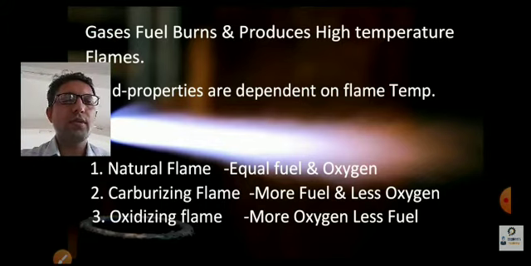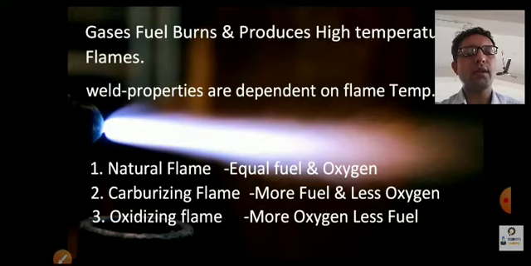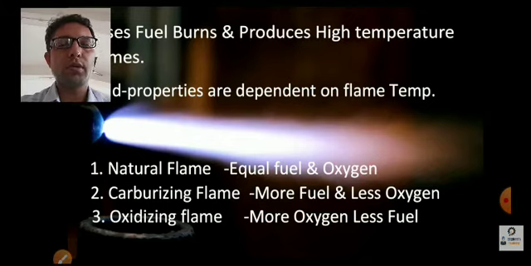Gas fuel burns and produces a high temperature flame, and the weld properties are dependent on the flame temperature. What are the types of flame? The neutral flame, the carburizing flame, and the oxidizing flame. Neutral flame means what? Whenever there is an equal supply of fuel and oxygen, it is simply called the neutral flame. When there is more fuel and less oxygen, it becomes a carburizing flame. And if there is more oxygen and less fuel, it means the acetylene.